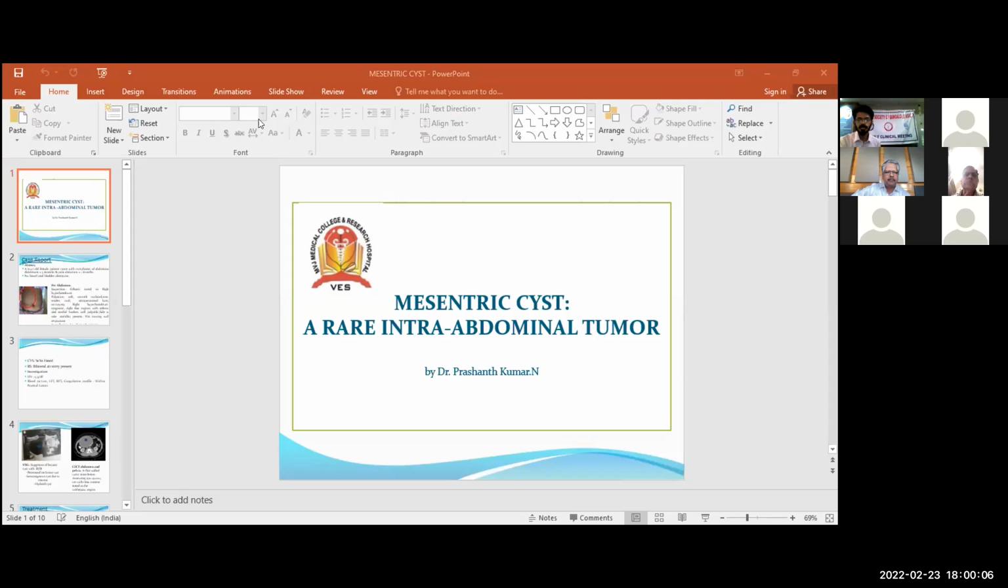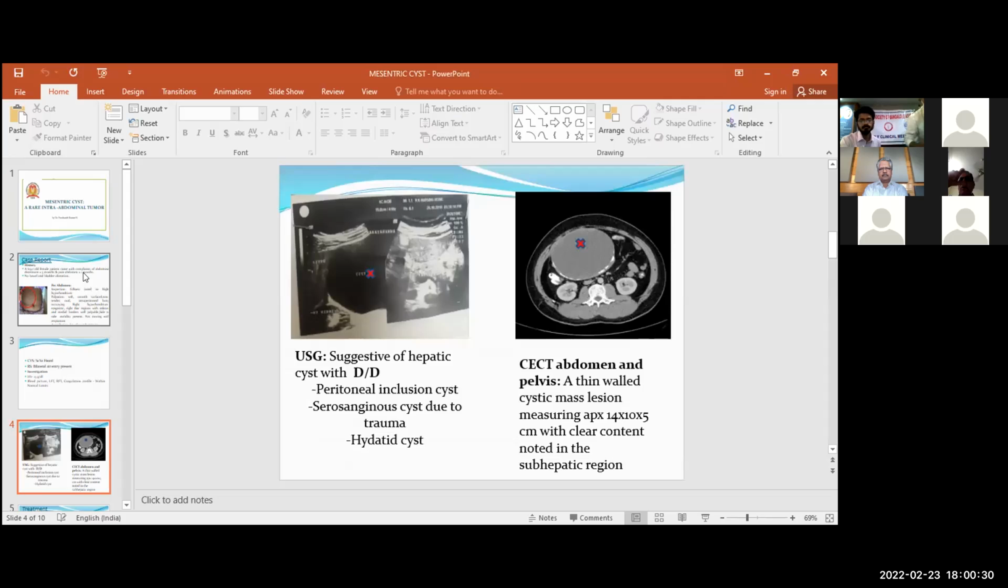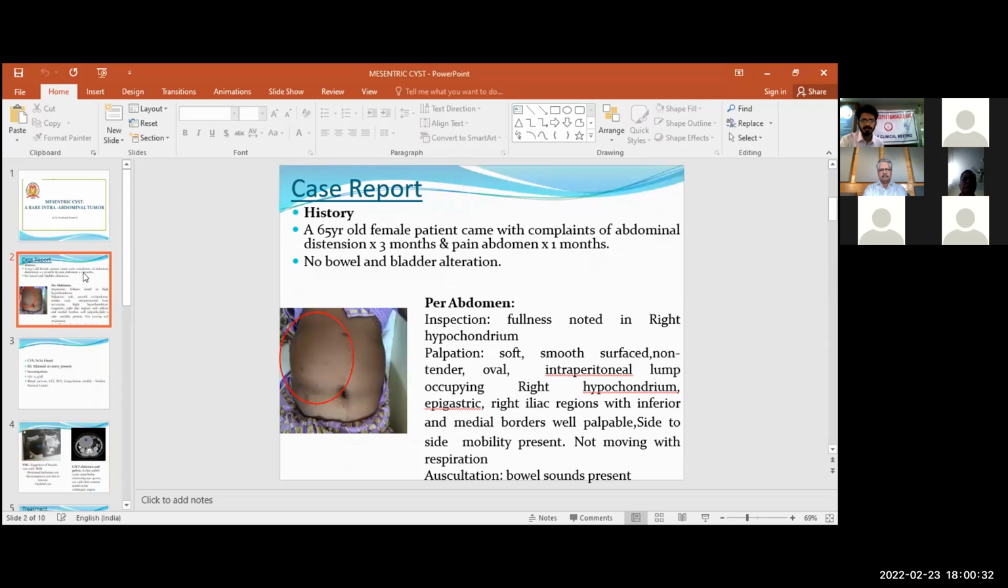Myself, Dr. Prashanth. I'd like to thank the President, Secretary, Surgical Society, Bangalore, and HOD, MVJ Medical College, for giving me the opportunity to present the poster. My topic is Mesenteric cyst, a rare intra-abdominal tumor. History: a 65-year-old female patient came with complaints of abdominal distension since 3 months and pain abdomen since 1 month. No bowel and bladder alterations.